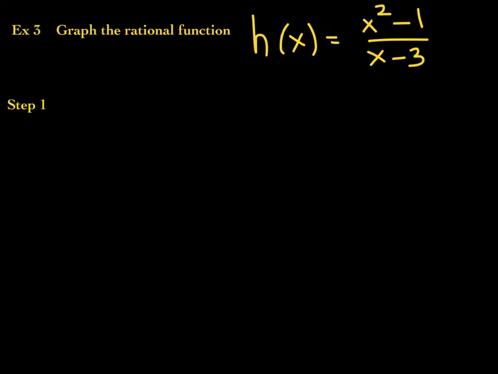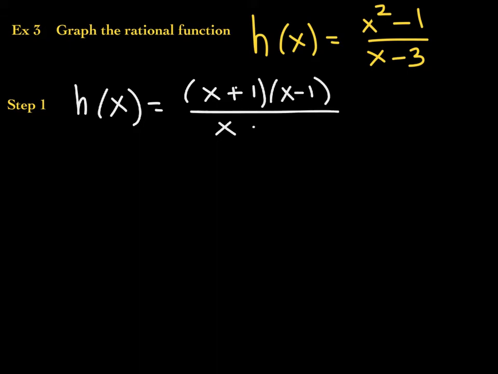Here's our next one. H of x is equal to x squared minus 1 over x minus 3. Step number 1 has us fully factoring. Let's see, we can factor the numerator as a difference of 2 squares, and the denominator is already fully factored. All right, good. There are no common factors between the numerator and the denominator, so that lets us know that there will be no holes in the graph. So let's go to step 2, find the vertical asymptotes.